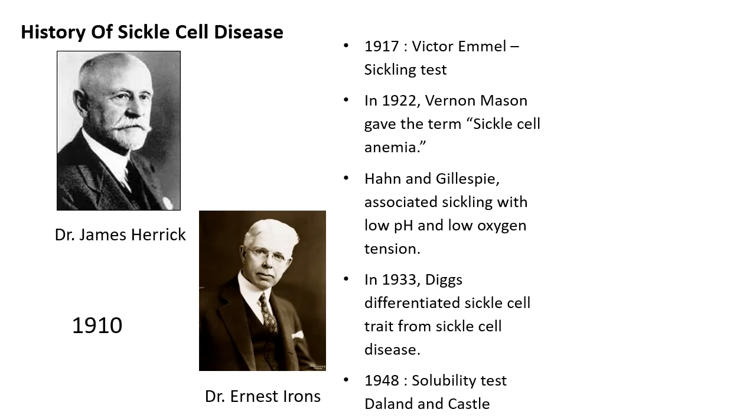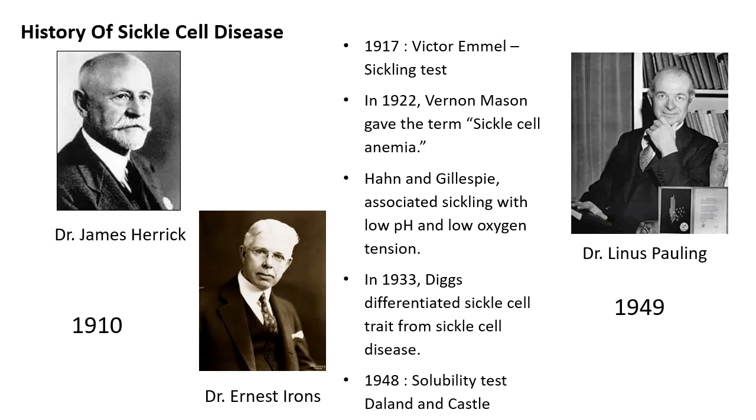After that, many developments occurred. So sickle cell anemia, the term was given by Vernon Mason. Hahn and Gillespie associated sickling with low pH and low oxygen tension. 1933, Diggs differentiated sickle cell trait from sickle cell disease. In 1948, the solubility test was given. But interestingly, in 1949, this Nobel laureate Dr. Linus Pauling gave the landmark finding by describing different electrophoretic patterns in sickle cell trait, sickle cell anemia, and normal individuals.